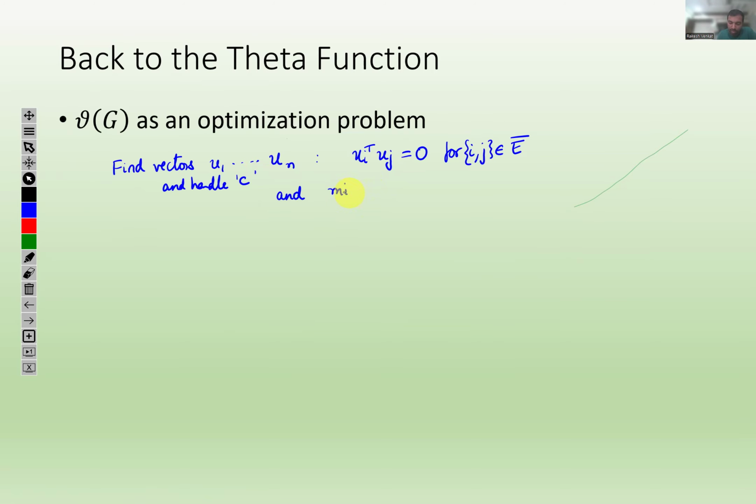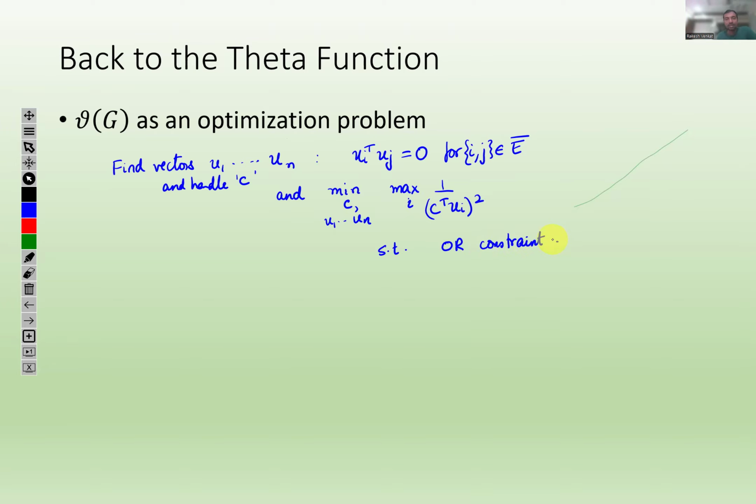I want to minimize the maximum of 1 over (c transpose ui) squared. The minimization, you can think of it as running over all vectors u1 to un and the handle c, subject to the orthonormal representation constraint.